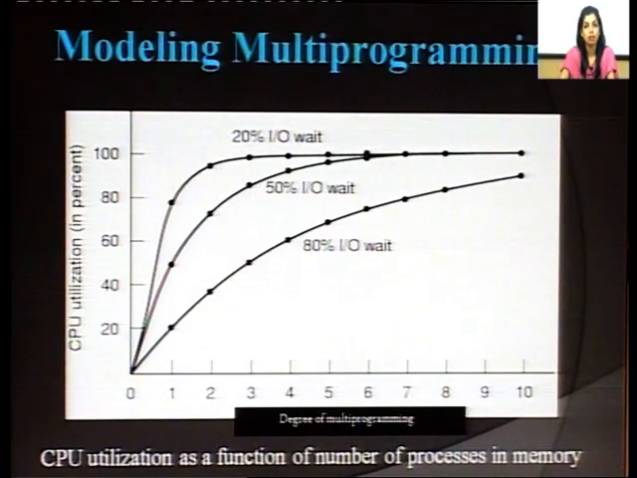So this is multiprogramming modeling. According to the CPU utilization we can observe the multiprogramming speed and multiprogramming efficiency.